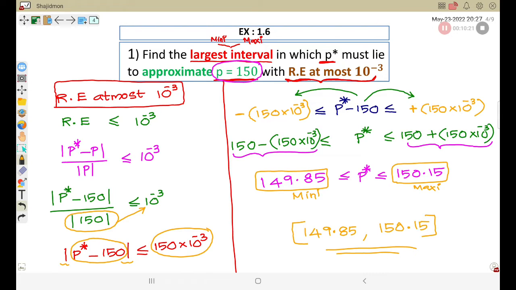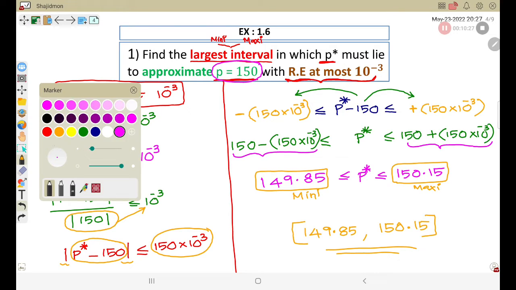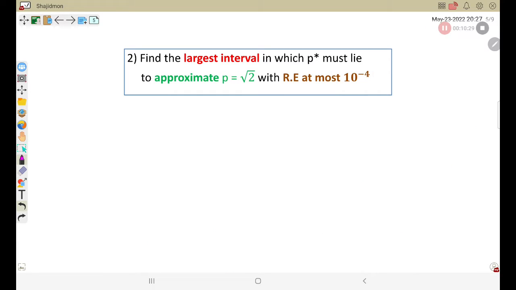Okay, I hope you understood the steps of how we are doing the question. Now we will practice some more questions. We can go to the next question. Question number 2.